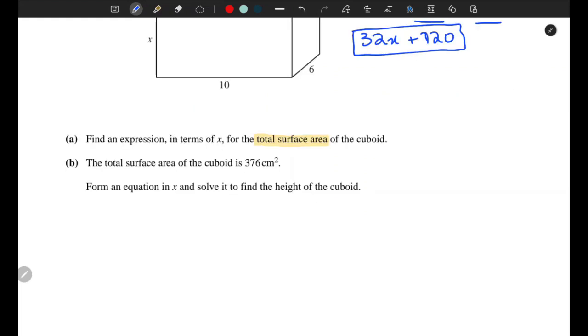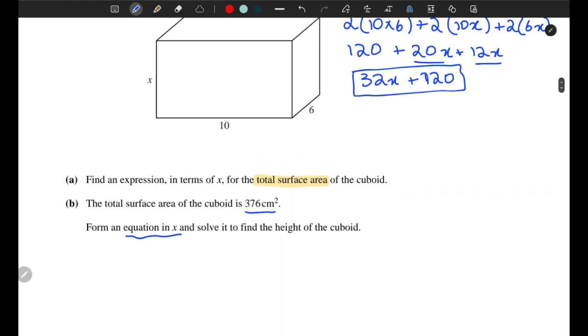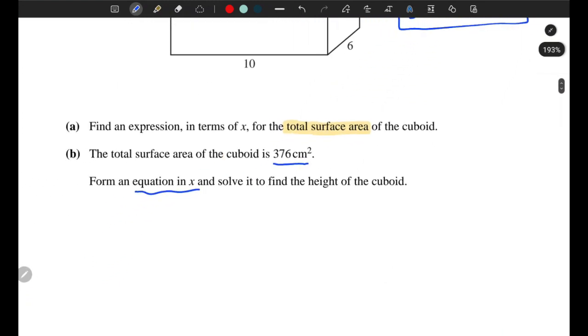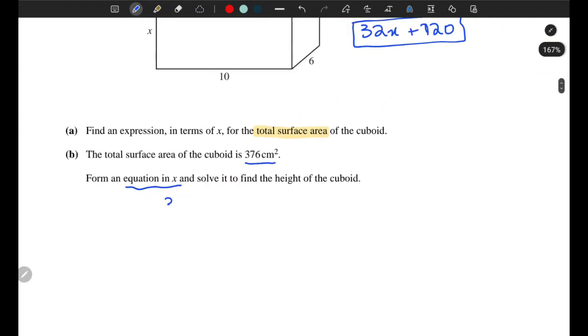Okay, so the B part states that the total surface area of the cuboid is 376 centimeter square. Form an equation in x and solve it to find the height of the cuboid. We already know the equation in x, which we found over here, ye wali equation, and so we can just equate everything. So we get 32x plus 120 is equal to 376.